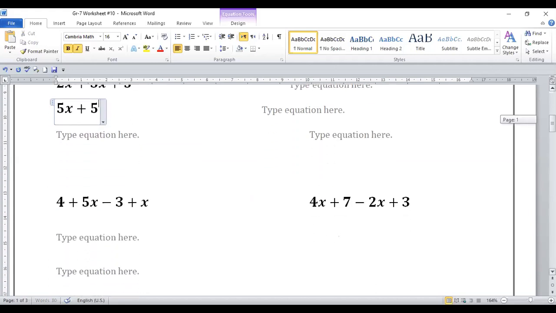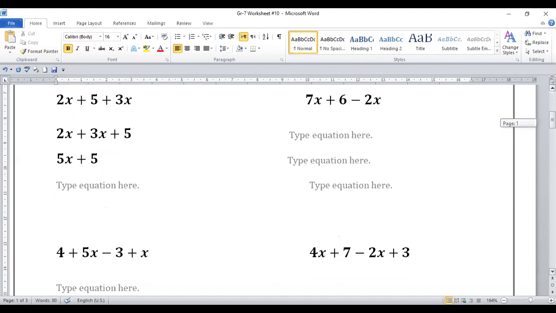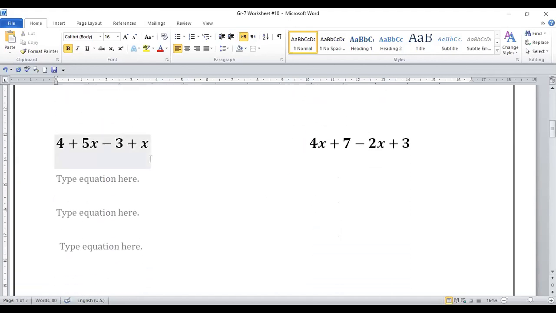Okay, now the next question. Now this question, I leave it to you. Do it and then write your answer in the comment box. Next question: 4 plus 5x minus 3 plus x.